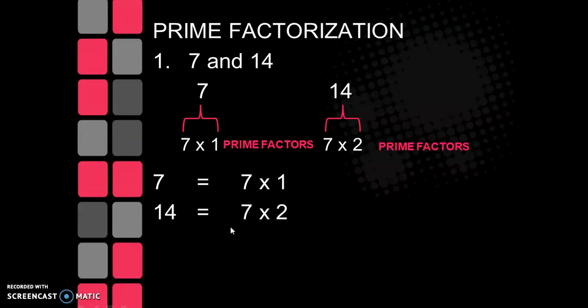To get our GCF, we look for what is common in our factors of 7 and 14. What is the same? We have 7. Therefore, our GCF is 7. That is how we get the GCF of two numbers. Okay, so let's proceed.